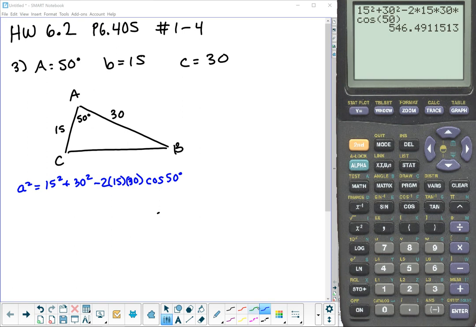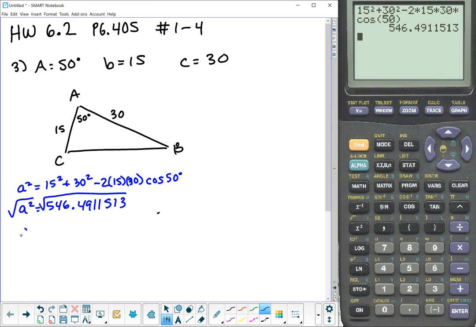Close that off, and I'm only going to do this once. I would get A squared equals 546.4911513. This looks like a big answer because it is, because I need to do the square root. I don't need A squared, I need just A. So take the answer and do square root. Next time around, I'm going to do it all in one motion. So this is approximately 23.377. I'm going to say approximately 23.